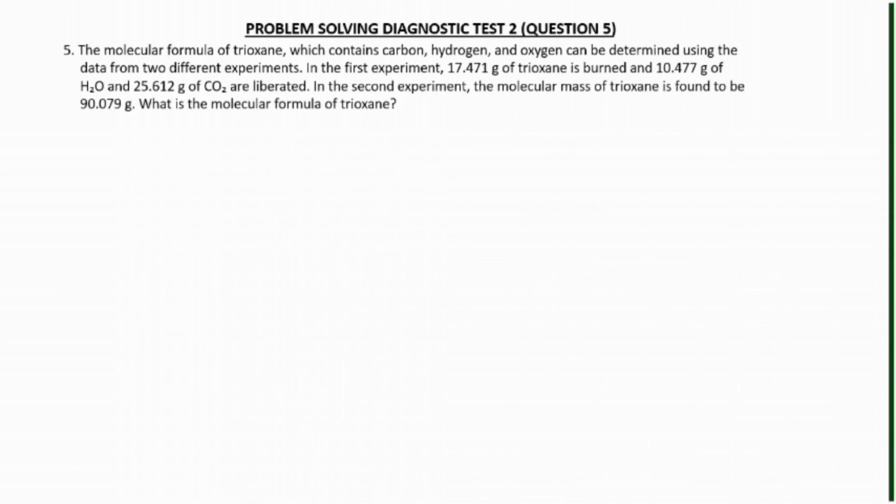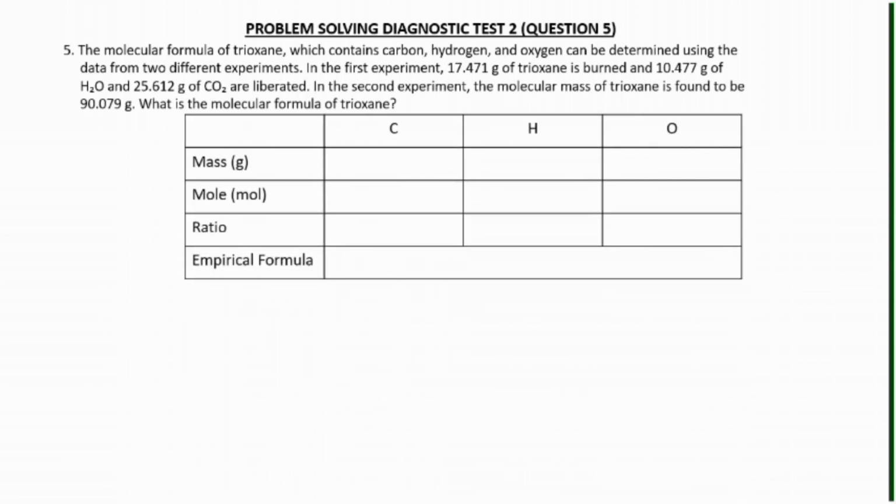So the question wants the molecular formula. If we want to find the molecular formula, we need to find the empirical formula first. So let's draw the table. Like this. Many of you put the H2O and CO2 mass into the table.